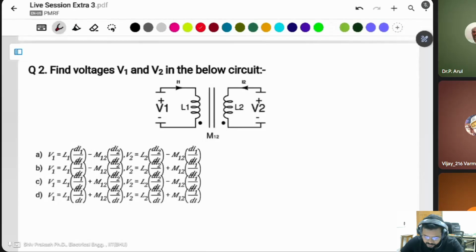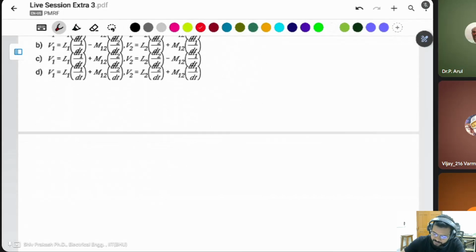Second thing, the coupling capacitor, the coupled inductor is here. Find the voltages V1 and V2 in the given circuit. There are two types of coupling actually.